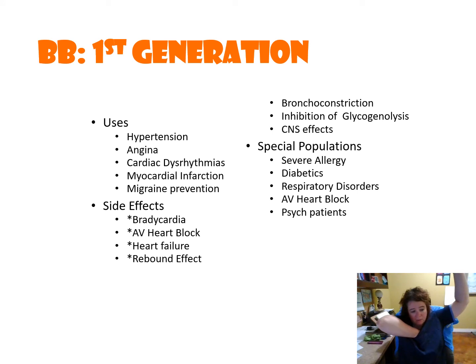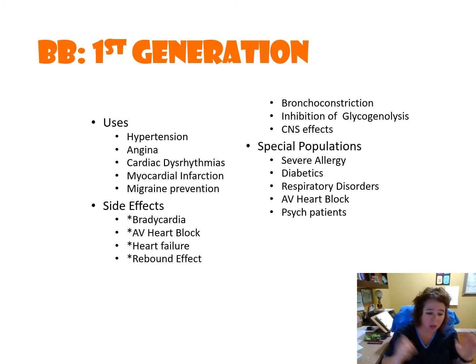And I'm going to listen, and I'm going to count their apical heart rate and make sure their pulse rate is good, okay? As long as their pulse rate is greater than 50, I'm okay to administer a beta blocker. When their heart rate gets to be 50, 55, that's when I really start to question whether or not this patient needs a beta blocker or not.